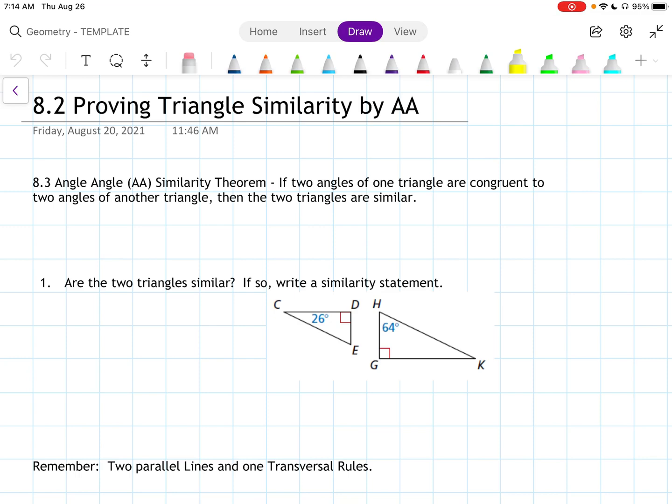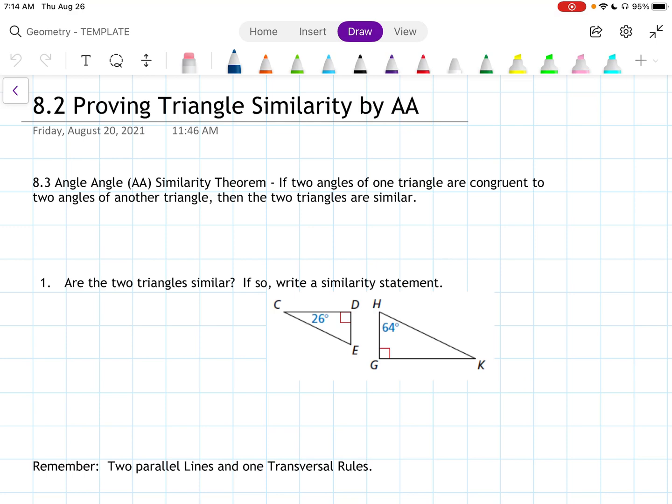So 8.3, the Angle-Angle, or AA, Similarity Theorem. If two angles of one triangle are congruent to two angles of another triangle, then the two triangles are similar. So this is a shortcut for similarity.